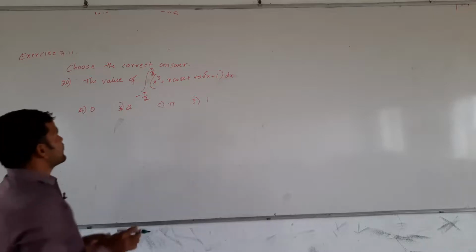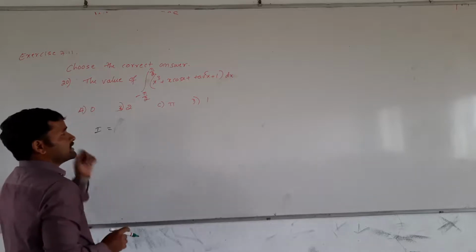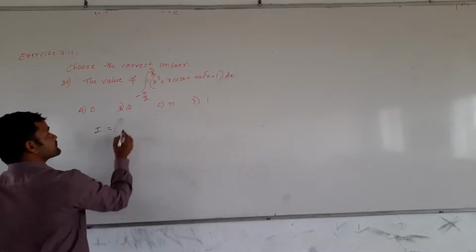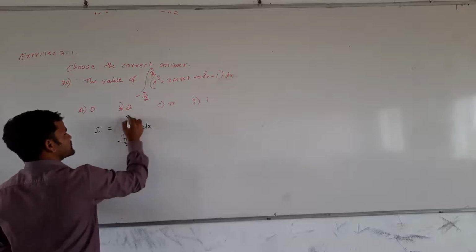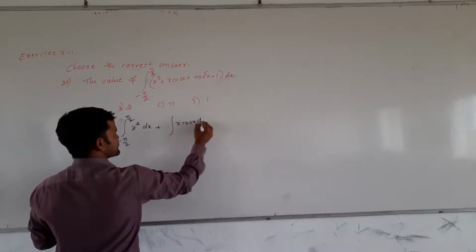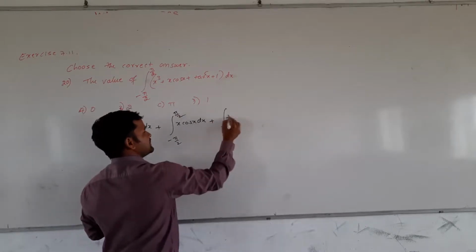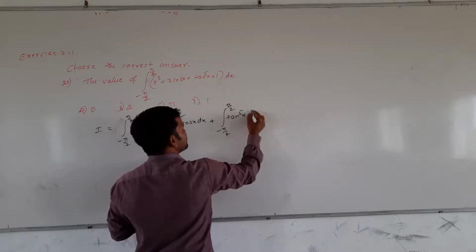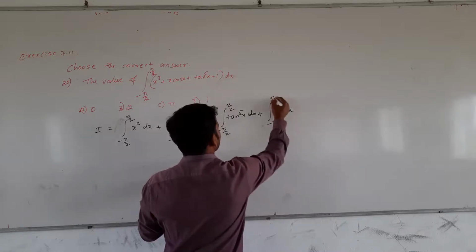See, here I is equal to the total sum of 4 functions. I will take the sum of 4 integrals. First one is integration of x cube with respect to x from minus pi by 2 to plus pi by 2. Second one is integration of x into cos x with respect to x from minus pi by 2 to plus pi by 2. Third one is integration of tan raised to 5 x from minus pi by 2 to plus pi by 2 into dx. And last one is integration of 1 with respect to x from minus pi by 2 to plus pi by 2.